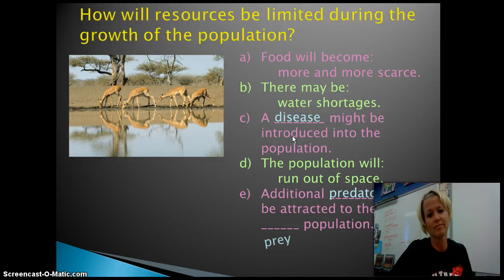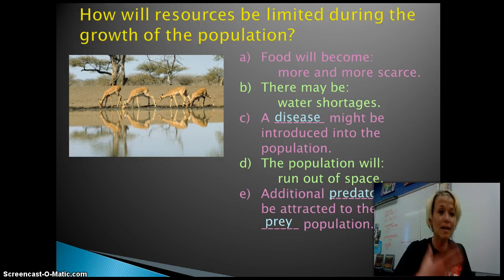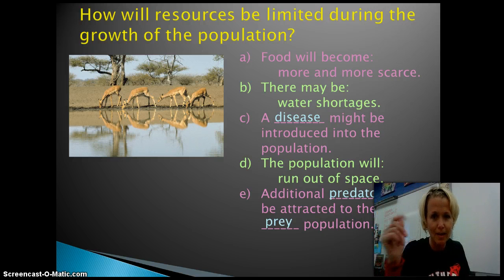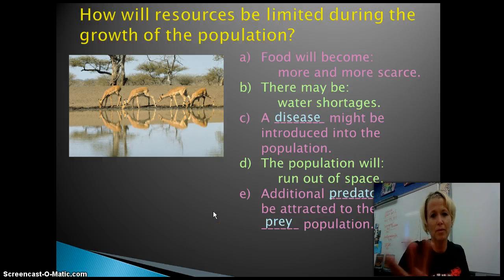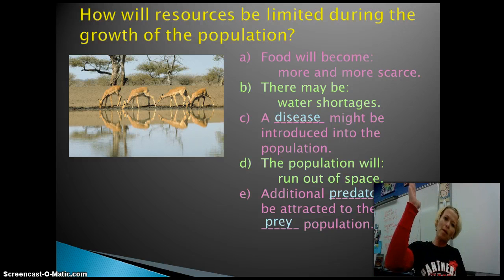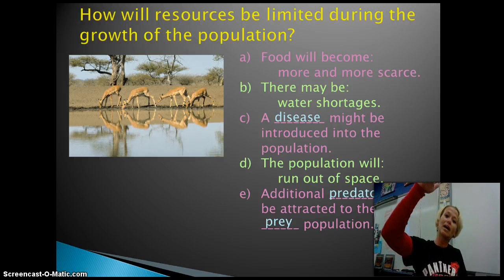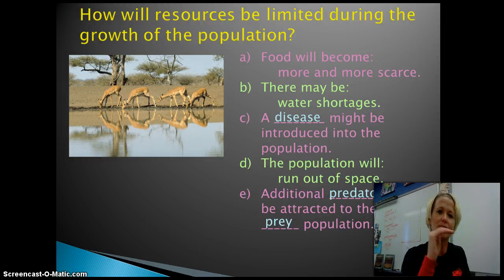Additional predators may be attracted to the rising prey population. I highly doubt that we're going to have that problem as humans, but it could happen. Let's say, though realistically in nature, when would that happen? Let's say a rabbit population went crazy. I think the coyotes might like that. You might see more coyotes moving into the area because there's enough food there for a whole bunch of them. So additional predators might be attracted to the rising prey population, and once the rabbit population skyrockets, those coyotes come along and they kind of even it out, maybe even take it back down to a different level.